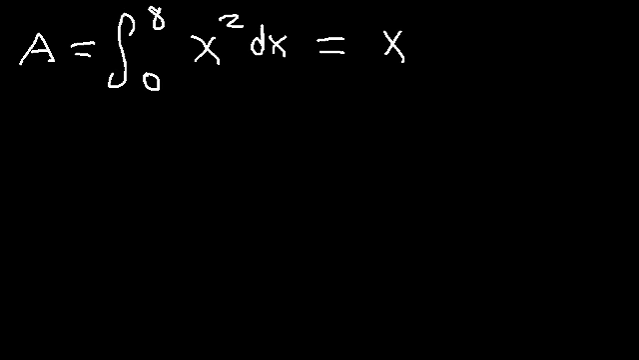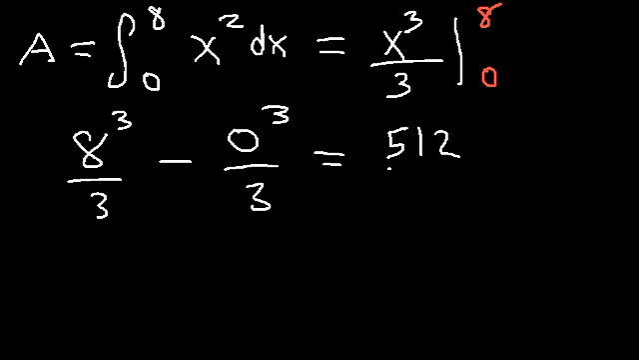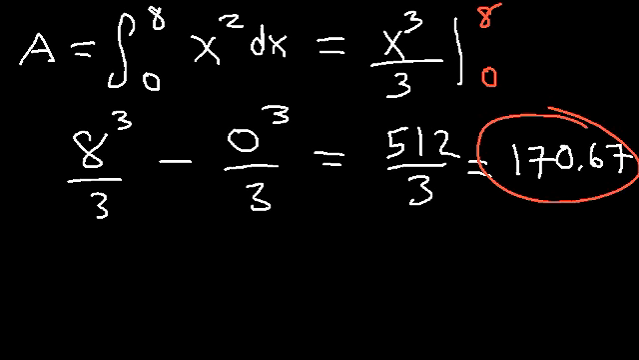The antiderivative of x squared is x cubed divided by 3, evaluated from 0 to 8. Now, if we plug in 8, it's going to be 8 cubed over 3 minus 0 cubed over 3. 8 to the third is basically 512. So the exact answer is 512 divided by 3. As a decimal value, that's about 170.67. So this is the exact answer. Now let's see if we can approximate this answer, starting with the midpoint rule.